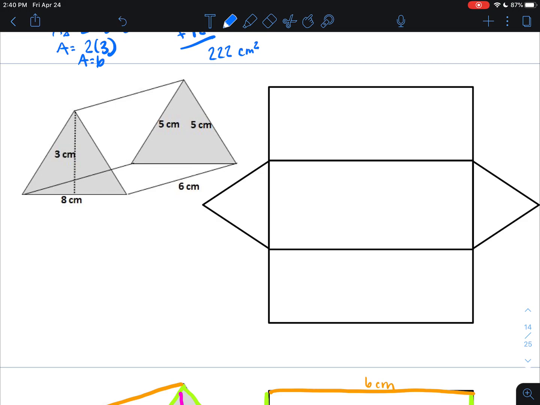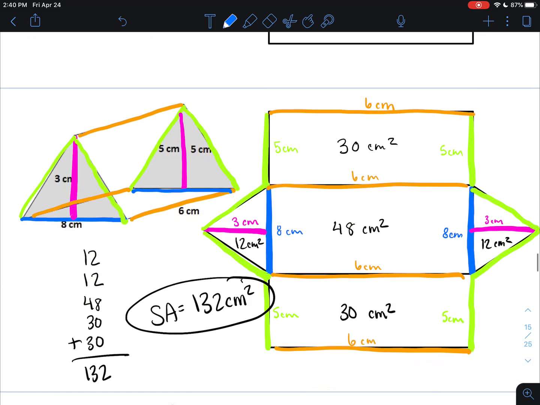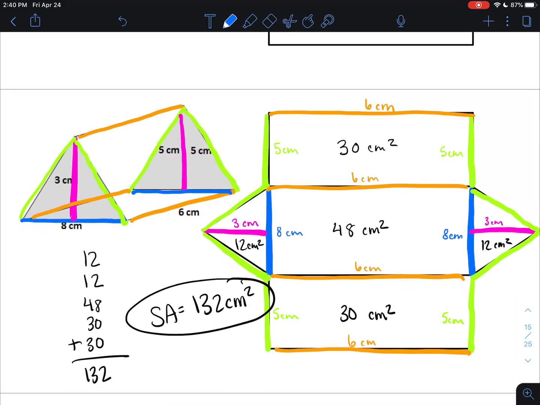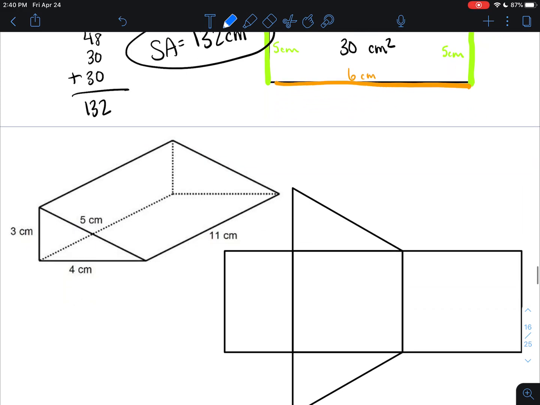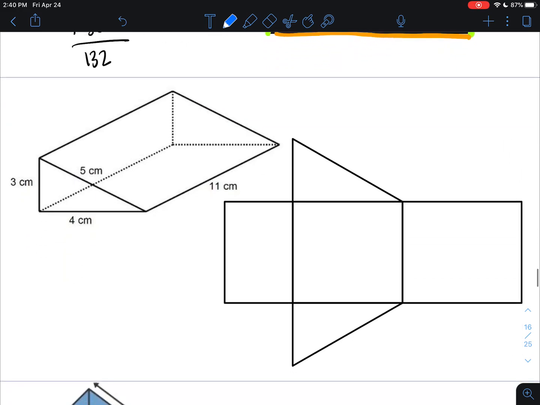Okay, you should be back. You should have done the problem on your own. No cheating. So here's my answer. I got 132 square centimeters. I color coded it because I'm trying to add color to my life today. But there's the answer. You can check it out if need be. So I'm just going to move on to the next example.